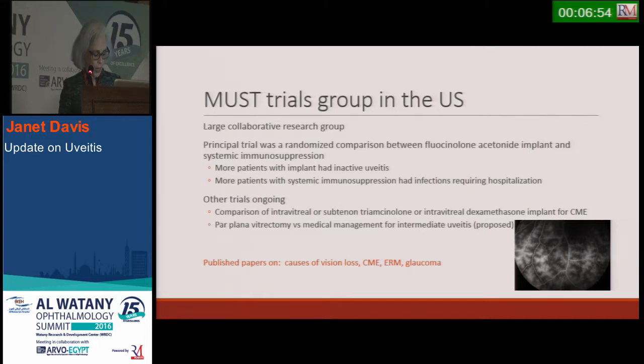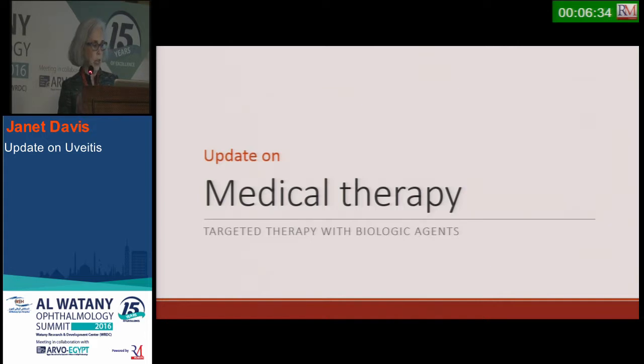They're doing other trials, comparison of agents to treat CME, and they're considering doing pars plana vitrectomy versus medical management to control intermediate uveitis. They published a lot of papers on uveitis, vision loss, CME, epiretinal membrane, glaucoma, all sorts of ancillary issues in uveitis. Now, how about an update on the medical therapy?